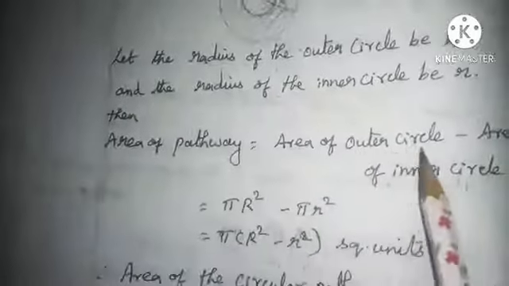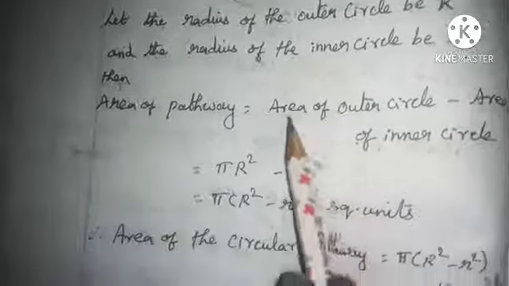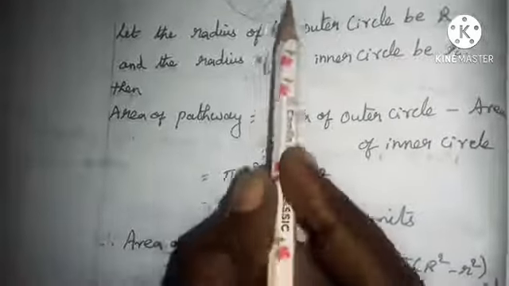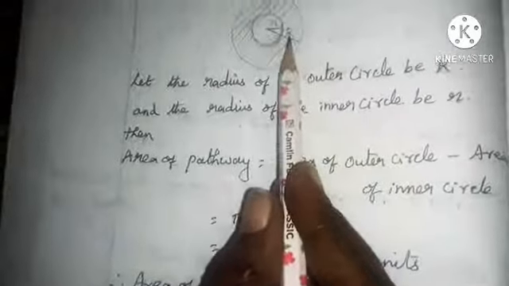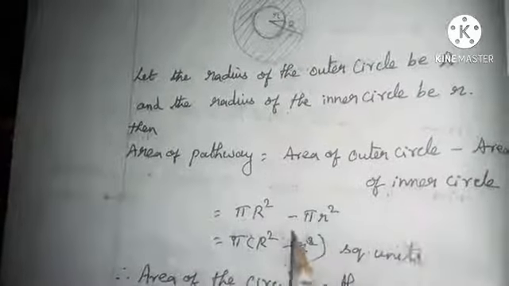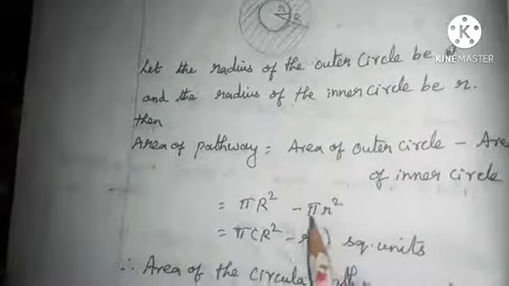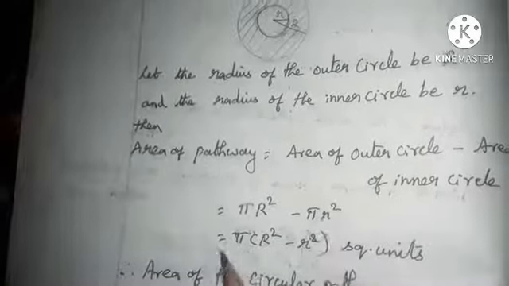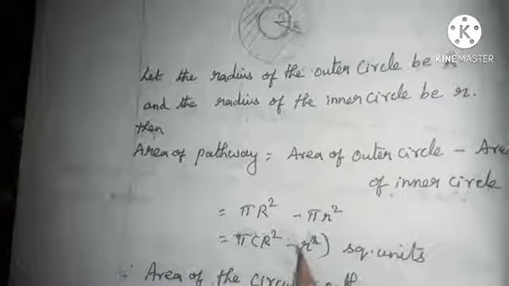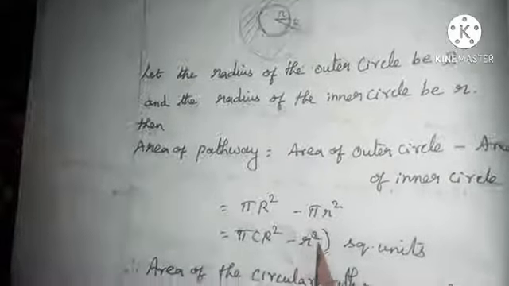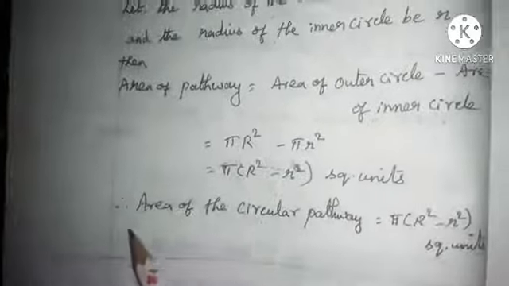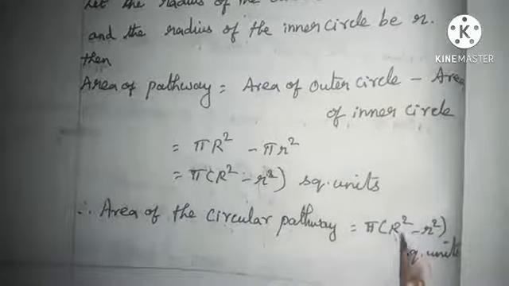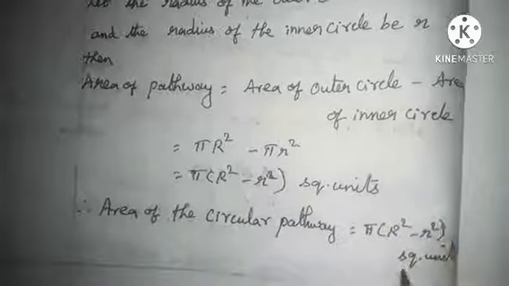We know that area of a circle is pi r square. Then area of outer circle is pi capital R square, since the radius of the outer circle we taken as capital R. In the same way, minus area of an inner circle, that is pi r square. In these two, pi is common, so we are taking out the pi and we get capital R square minus small r square square units. Therefore, the area of the circular pathway is equal to pi into capital R square minus small r square square units.